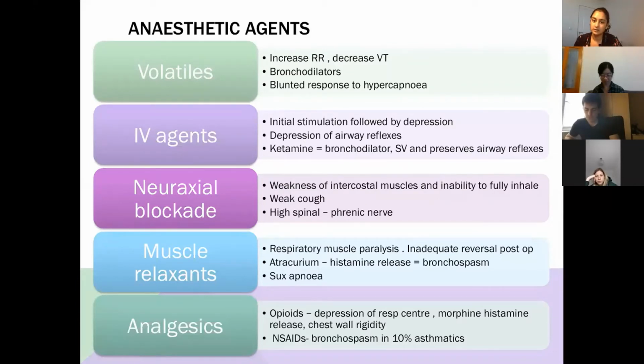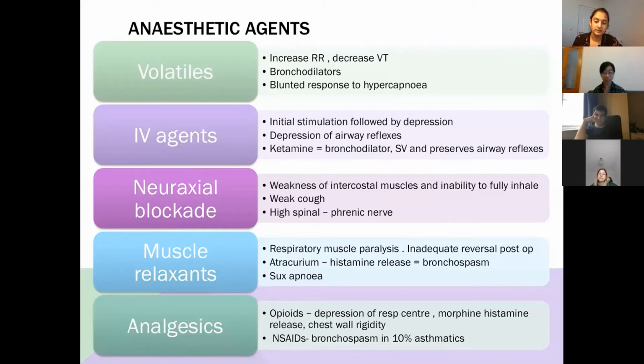IV induction agents, so mainly talking about propofol here because it's the main one we use. You get an initial stimulation of breathing, followed by a depression and most of the time apnoea. You get depression of airway reflexes, which allows us to insert LMAs and i-gels. And of course, ketamine is always different from all the others. It's actually a bronchodilator, allows spontaneous ventilation, and preserves the airway reflexes.